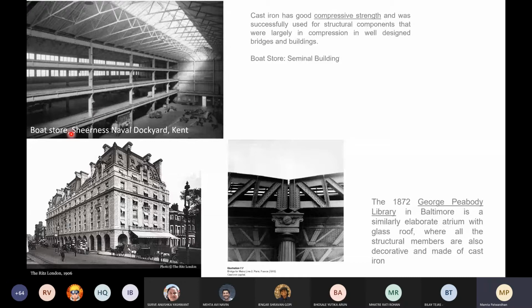And this building now, this boat store, which is a naval dockyard, then became the seminal building, or one of the first buildings that caused this kind of revolution. So you can take this name down. This became the seminal building of the modern movement, but you're still retaining the masonry construction. Now this building that you see here is the Ritz Hotel. You can write that down. This was constructed in 1909.